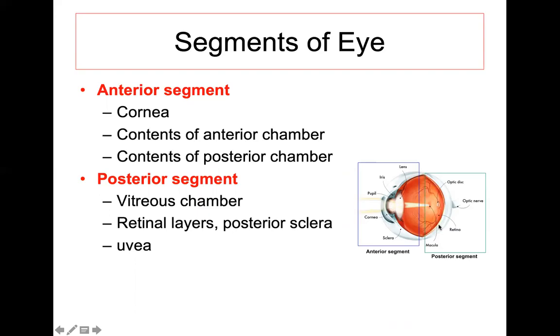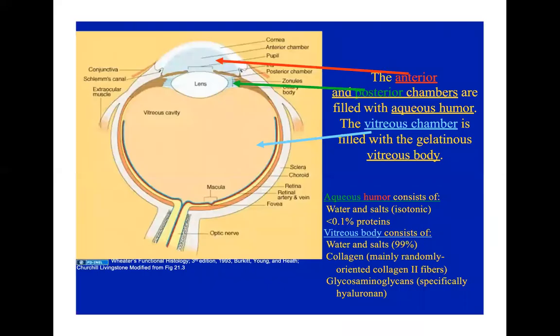So that's the segment of the eyes. Now, this one here, the anterior and the posterior chamber are usually filled with your aqueous humor, while the vitreous cavity here is filled with your vitreous chamber. Now, the vitreous chamber is usually gelatinous compared with your aqueous humor.